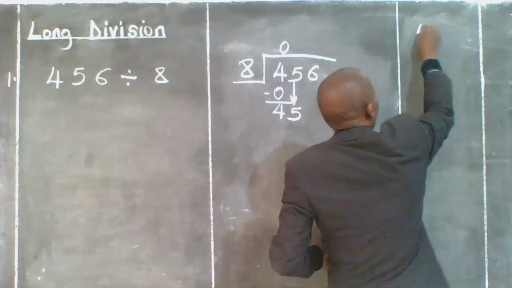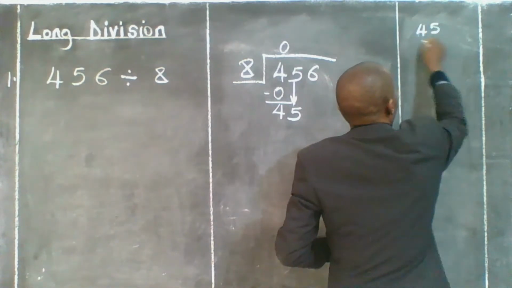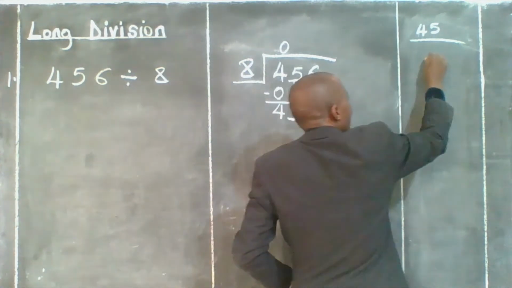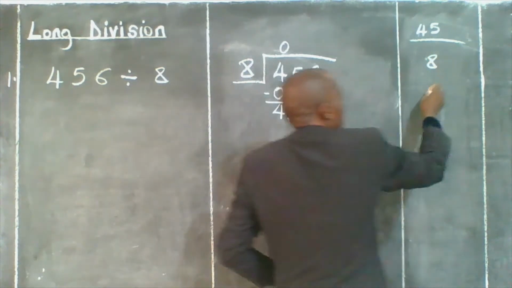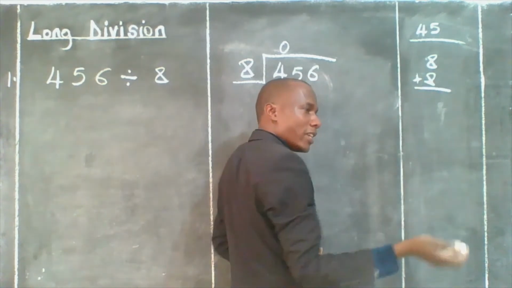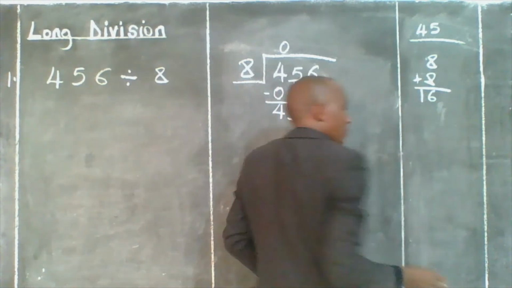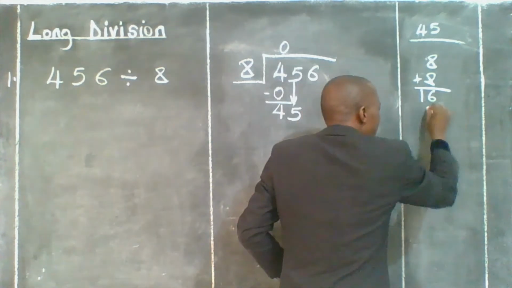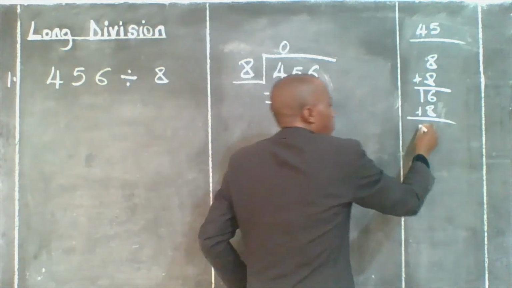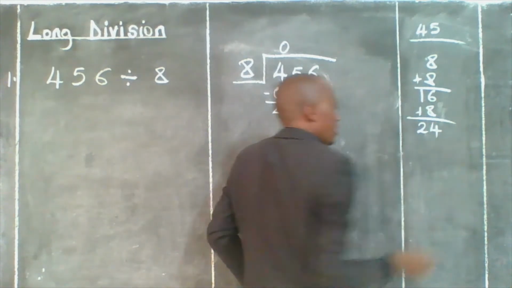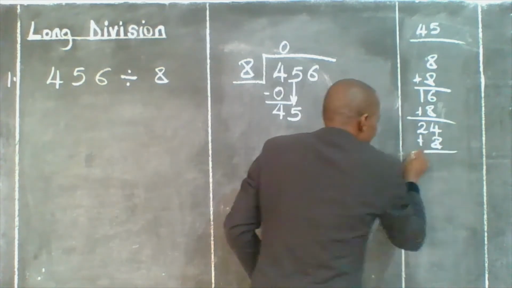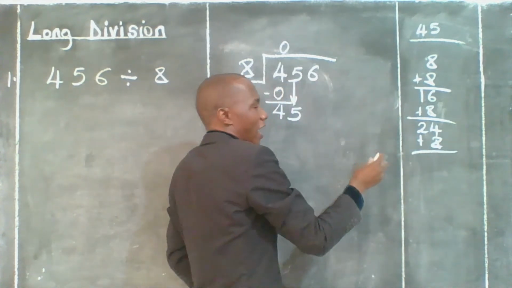We have 45 and we want to see how many times 8 enters. Let us fix 8 for the first time. Let us fix 8 for the second time. What do we get? We get 16. Let us fix 8 another time, and we get 24. Let us fix another 8, and we get 32.